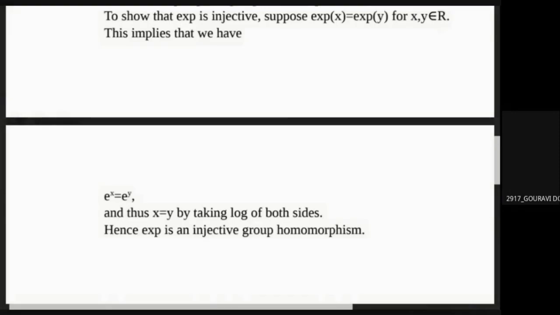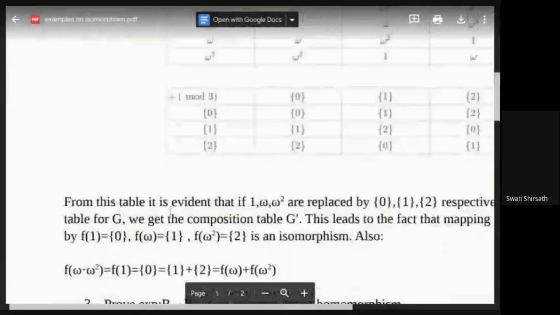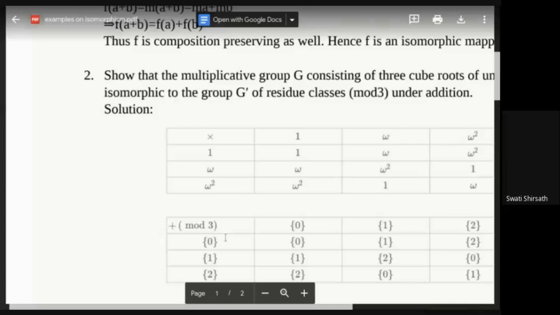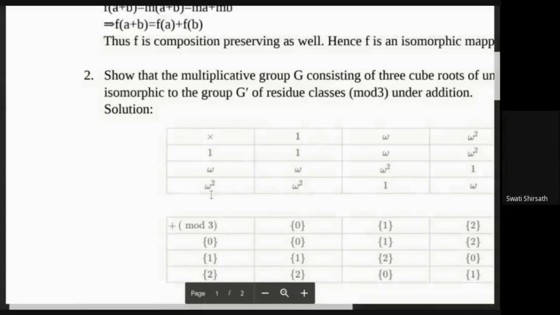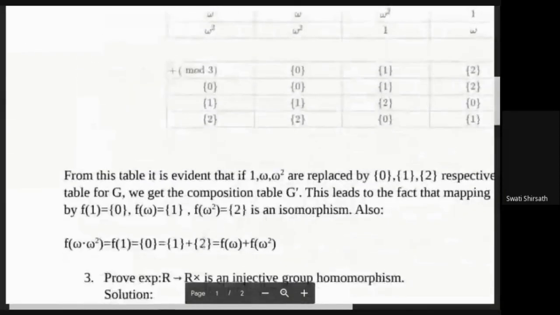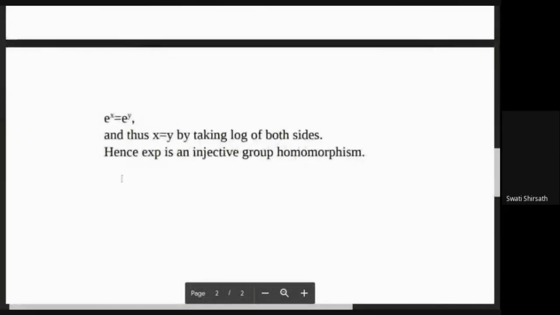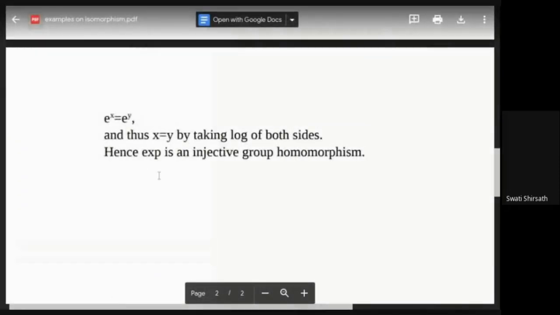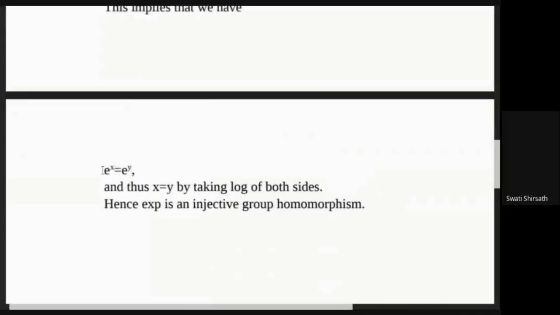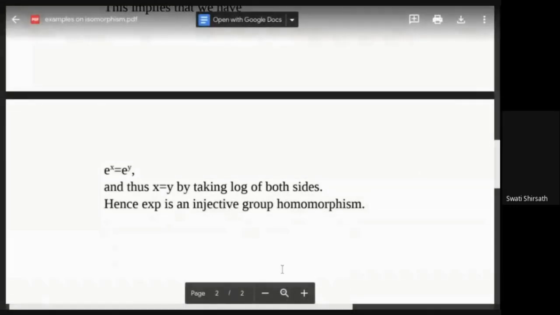In the previous example, you were getting 1 is equal to 0, omega is equal to 1, and omega square is equal to 2. In the same way, here we don't have any multiplication table. We have an exponent function. Using that, we are proving that x is equal to y, and hence this homomorphism is an injective group homomorphism. Okay.